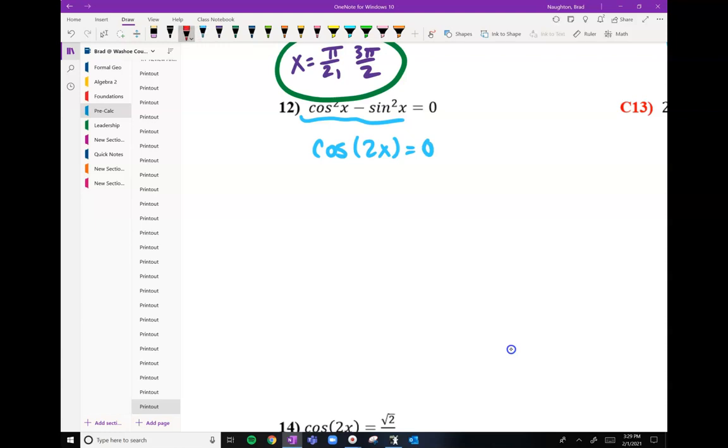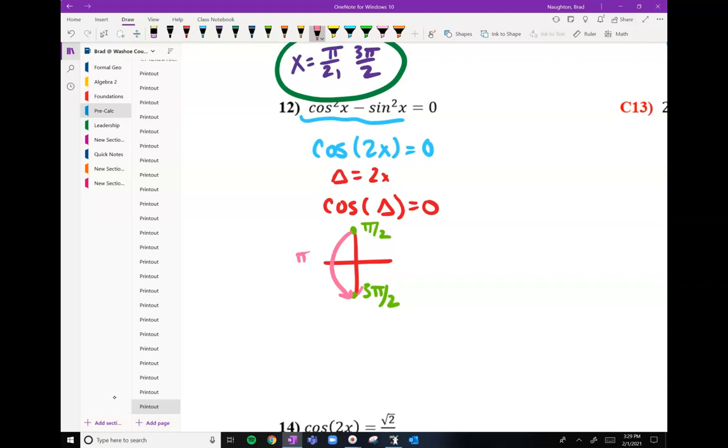So now we're going to use our delta substitution where delta is equal to 2x. So when is the cosine of delta equal to 0? Obviously that's going to happen right here and right here. So that's pi over 2 and 3 pi over 2. If we do our mapping, that's pi. This one right here is going to be pi as well. So, ladies and gentlemen, boys and girls, we start with my easy one, so delta is equal to pi over 2 plus pi k.